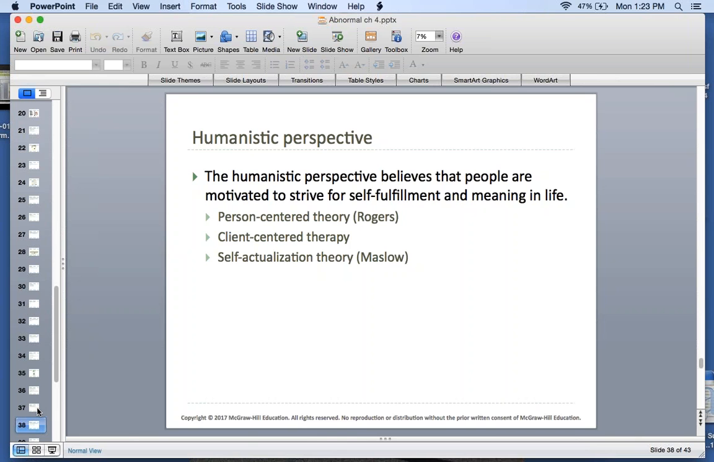Self-actualization. If you've taken a psych course before, you should know Maslow's hierarchy of needs. We need to have clothing and shelter and safety before we can even start thinking about our feelings and emotions, before we can get to what they call higher thinking or self-actualization. You have to have those basic needs met. If you do not have your basic needs met, you can't even think about those higher cognitive processes.